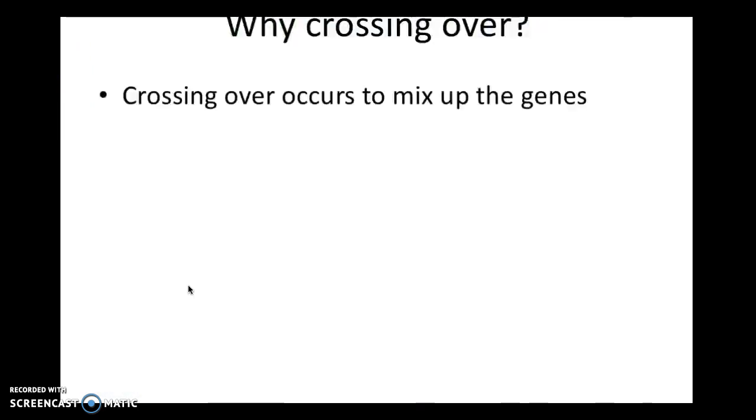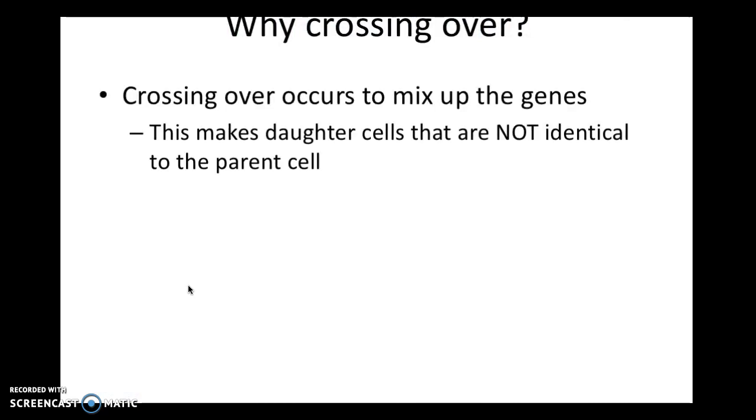Crossing over is important because it mixes up the genes. It makes daughter cells that are not identical to the parent cell. I don't know about you, but I love my mom, but I don't want to be just like her, okay? Neither do you. Your cells don't want to be like that either, because if my mom had some disease, her body is going to mix up the genes, so hopefully I don't have that.